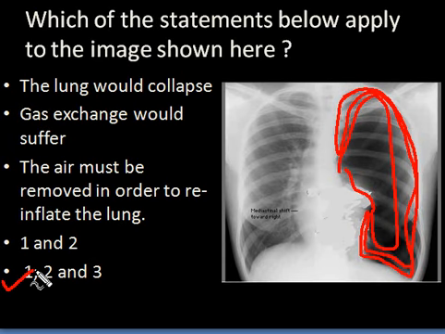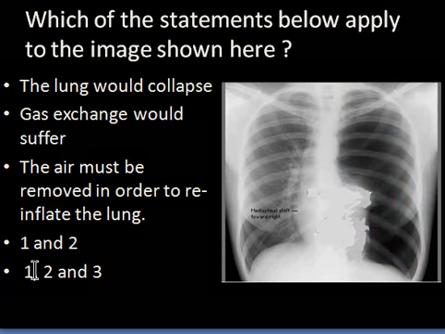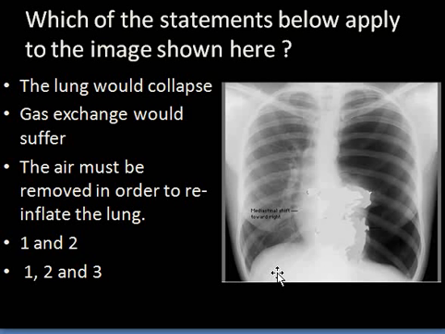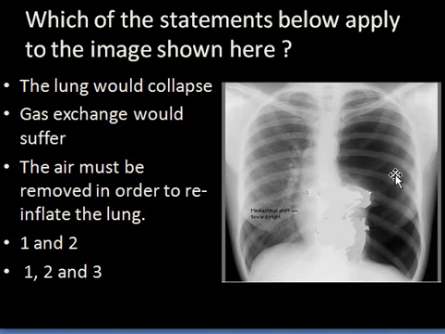So again, this is one way to show you how you should think: first identify, and then think what the possibilities are. And I expect that you will look at these images fairly often so that you can see the difference between pneumothorax, pleural effusion, and pneumonia.